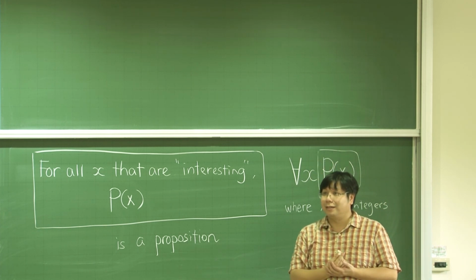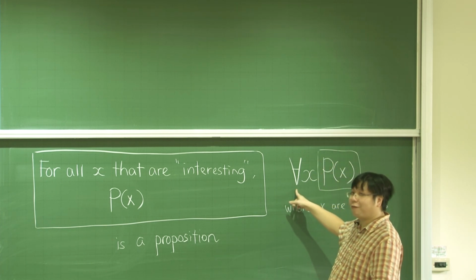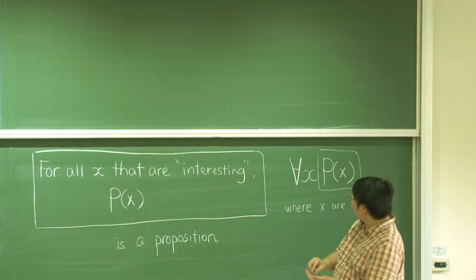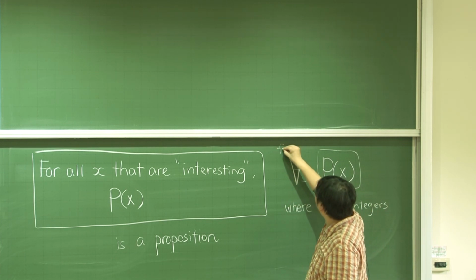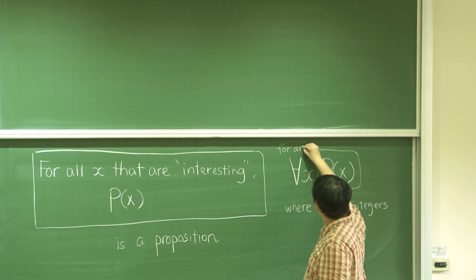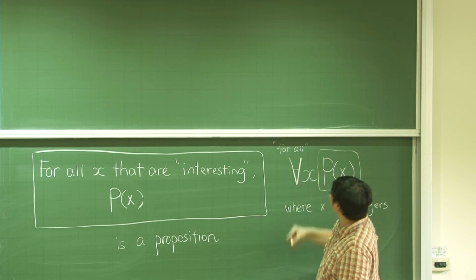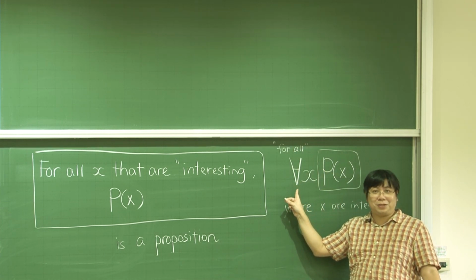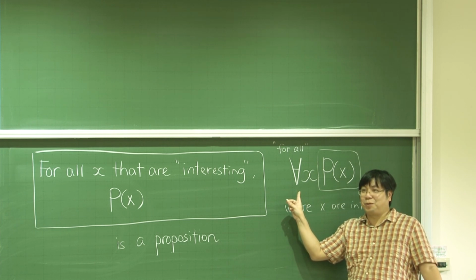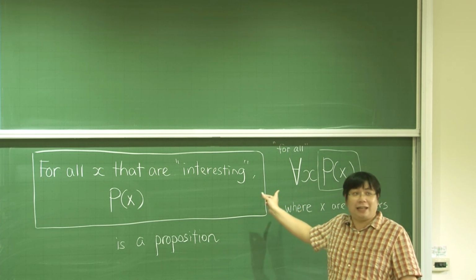Now, this is a very strange symbol. It really reads "for all." So what's so special about this symbol? Why do we use it as "for all"?